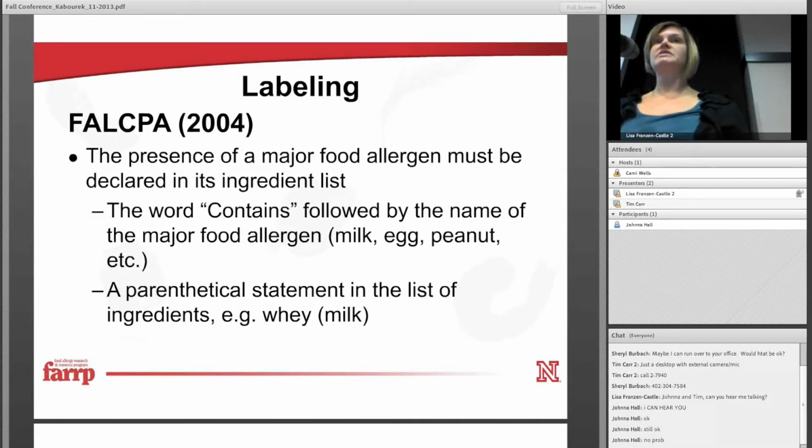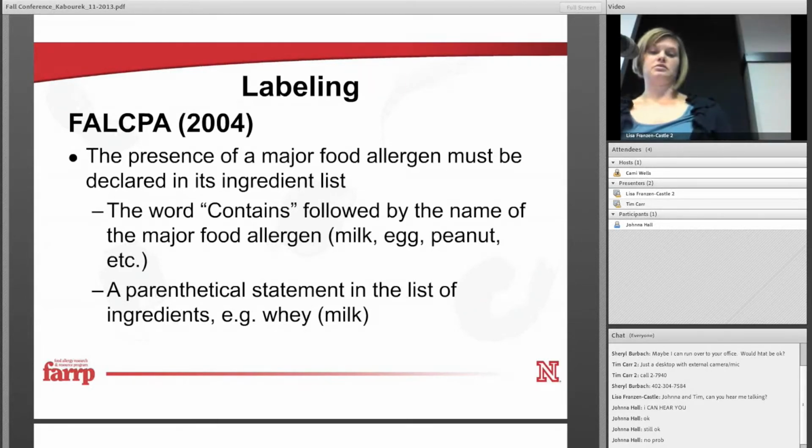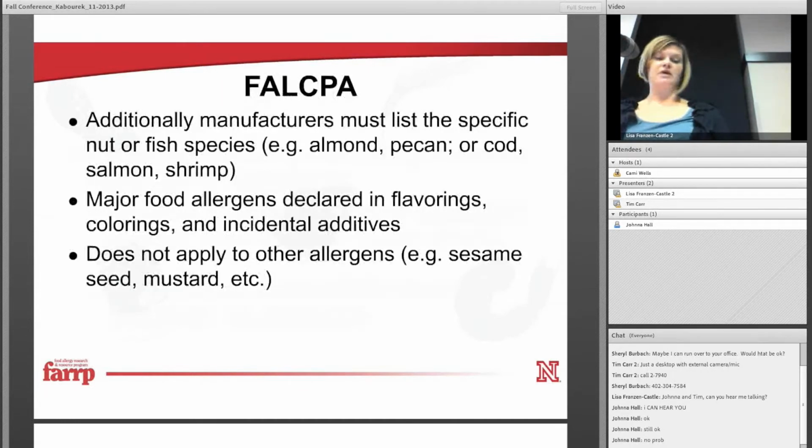Prior to 2004, you had to know exactly what ovalbumin was or lactoglobulin because food companies could put the scientific name for a food allergen on the label, and that caused a lot of confusion because how many general people know that ovalbumin is egg or that soba noodles are buckwheat? I mean, you just don't know if you don't have a food science background.